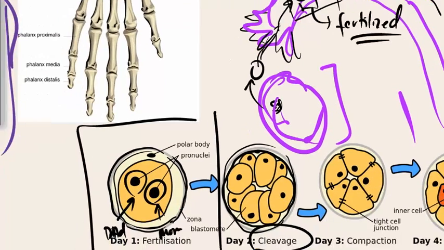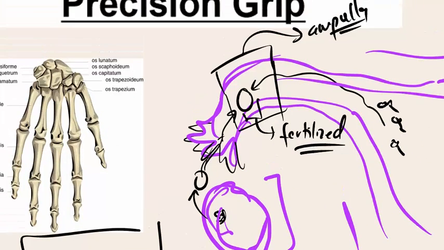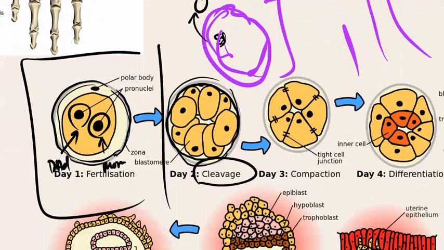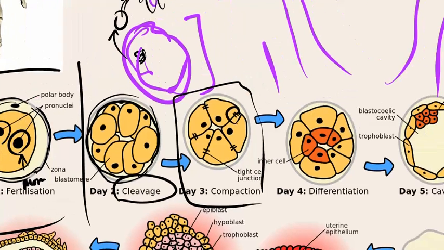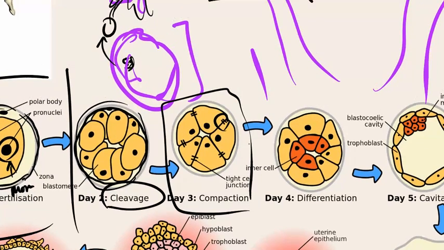And so this is occurring. Once this egg right here is fertilized, it's moving along. As it's moving along, you're going to be getting the cleavage occurring. You're going to be getting this compaction occurring, so I guess the cells are coming together and forming junctions. And then from here, you're getting differentiation.